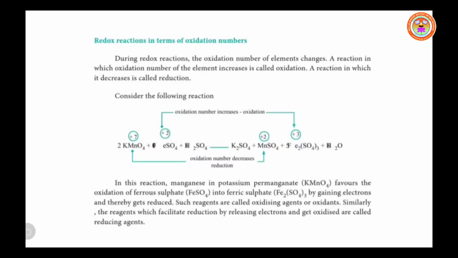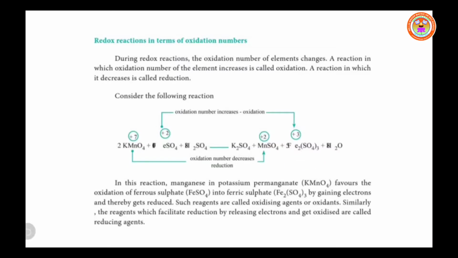In the last class we discussed the oxidation number calculation. The oxidation number of iron in FeSO4 is +2. In Fe2(SO4)3, that is ferric sulfate, the oxidation number of iron is +3. So Fe2+ is oxidized to Fe3+. Here +2 changes to +3. The oxidation number increases from +2 to +3, so ferrous sulfate is oxidized to ferric sulfate. Ferrous to ferric is an oxidation reaction.